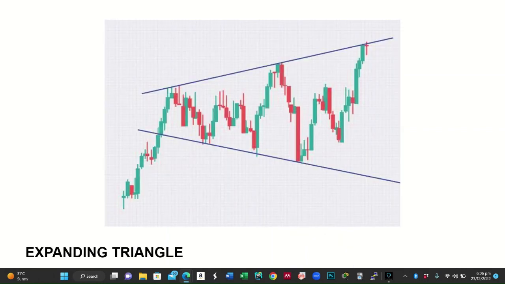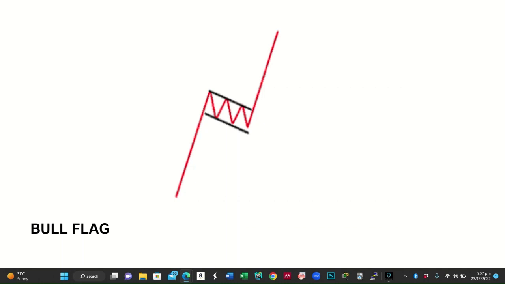Then the other one is expanding triangle. In expanding triangle, it is just like the opposite of rising and falling wedge. In this case, the correction starts a bit narrow. Then as price progresses, it expands and gets bigger. That is why it is called expanding triangle. In some cases, they may call it symmetrical triangle. It is also the same. So in expanding triangle, price is first narrow at the beginning of the correction, then it expands as price progresses. That is expanding triangle.